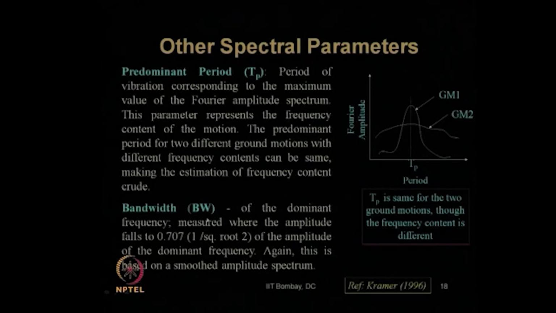What is bandwidth? Bandwidth, or BW, is of the dominant frequency, measured where the amplitude falls to 0.707, which is nothing but 1 by root 2 of the amplitude of the dominant frequency. Again, this is based on the smoothed amplitude spectrum.